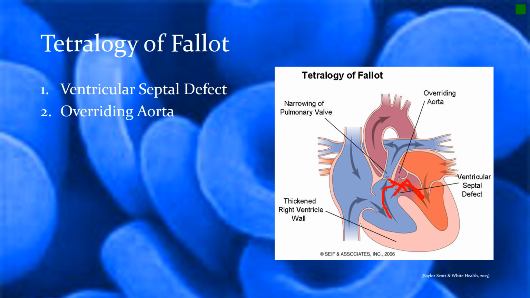Second, an overriding aorta means the aorta is located between the 2 ventricles and over the VSD, allowing for oxygen-poor blood to enter peripheral circulation. Third, pulmonary stenosis, or narrowing of the pulmonary artery, inhibits adequate circulation of blood to the lungs.